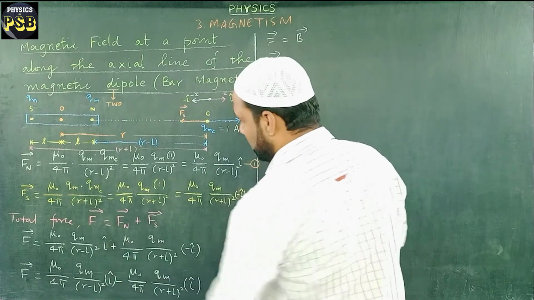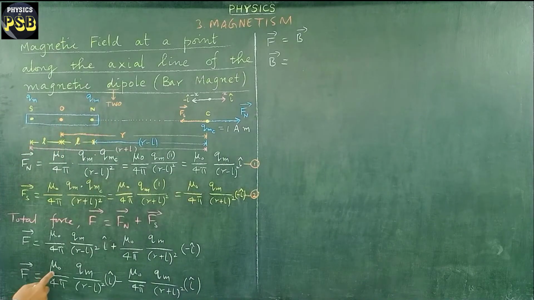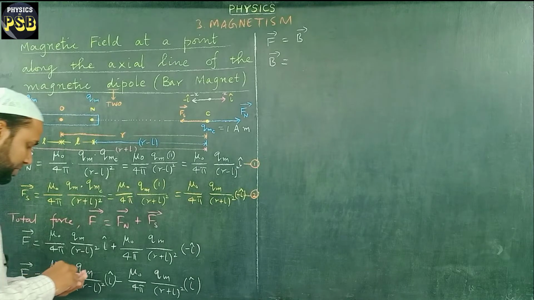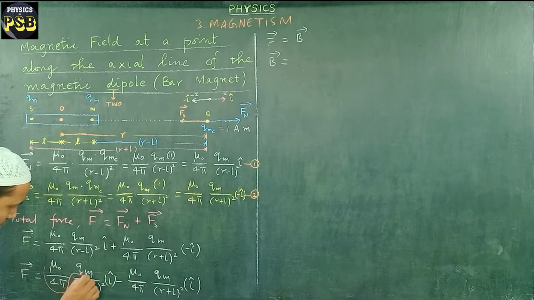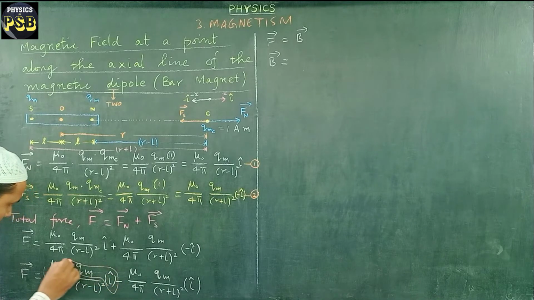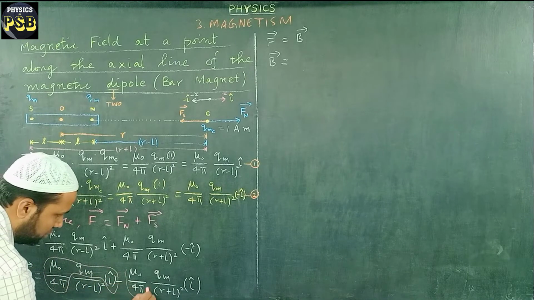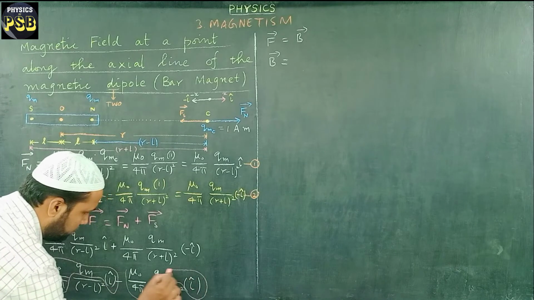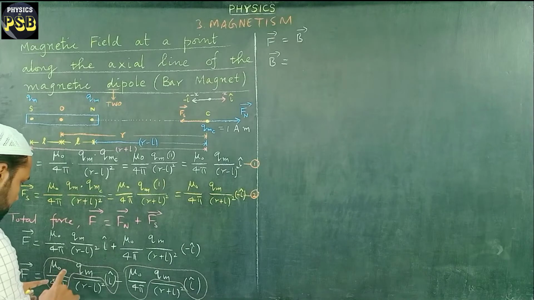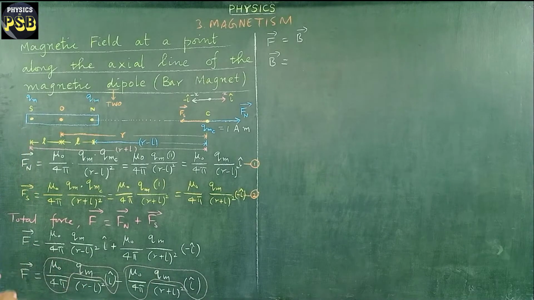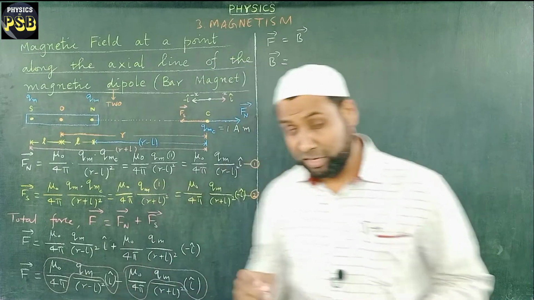Clear? Then if you look at this term, you may find that here, mu naught upon 4 pi multiplied with Qm i cap. Now these terms are common here. Let me mark these things here for your convenience. You see, this term, and here also this term. In both parts of the equation, these two terms are common. So it is taken out.